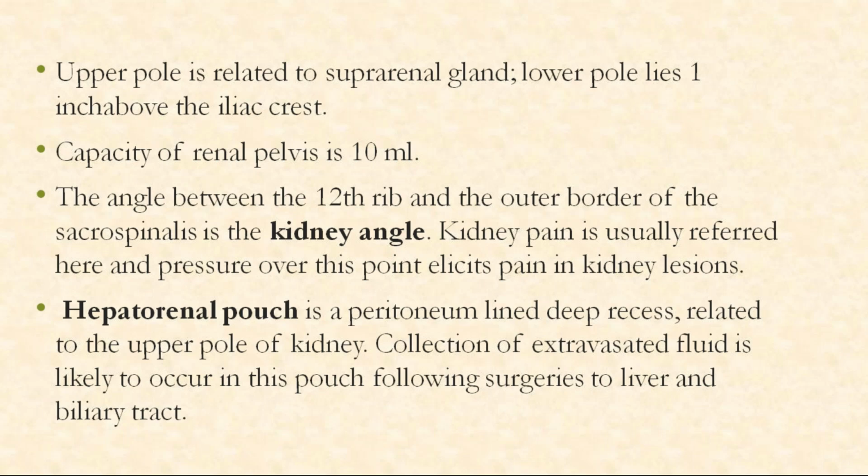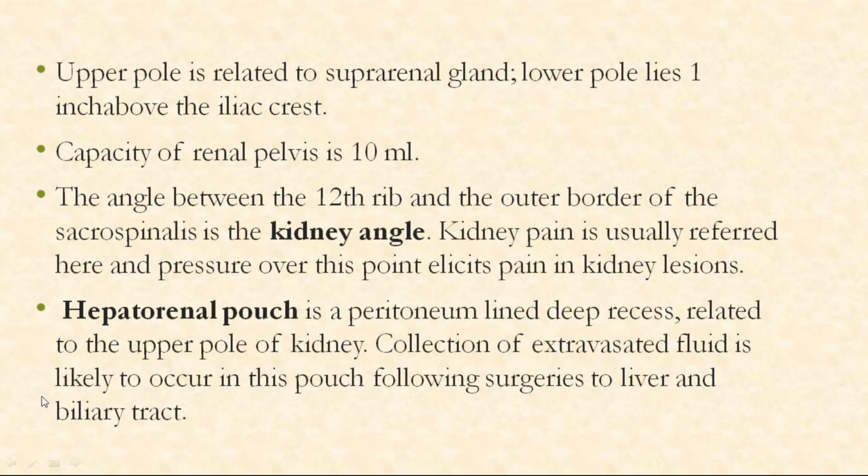Then the capacity of the renal pelvis is around 10 ml. This is a very favorite question for every professor. The angle between the 12th rib and the outer border of sacrospinalis is called the renal angle or kidney angle. Why? Because any kidney pain is usually referred here, and pressure over this point elicits pain in kidney lesions. This is very important. What is the renal angle? The renal angle is the angle located between the 12th rib and the outer border of the erector spinae muscle or sacrospinalis muscle.